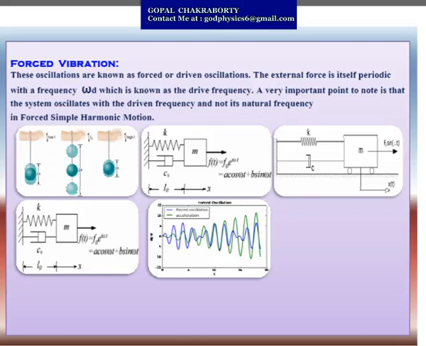I'll show you in the next slide, but these are the examples of forced vibration, where an external periodic force is applied to make the particle non-oscillatory to oscillatory. So here the examples are given for you.